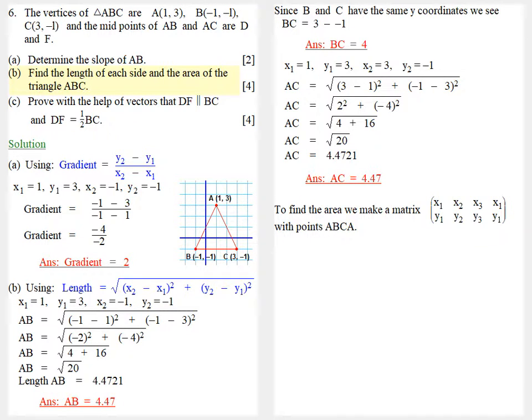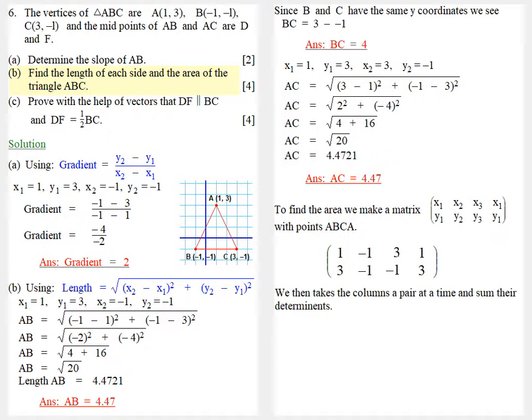Now, to find out the area of the triangle, one way to do it is to use matrices. So we draw out a matrix and we put the coordinates of the points into the columns. So the columns are x1, y1, x2, y2, x3, y3, and we repeat the first point, x1, y1. So if we put in the numbers for A, B, C, and A, we get 1, 3, -1, -1, 3, -1, 1, 3. We then take the columns a pair at a time and sum their determinants. The area is half that sum.